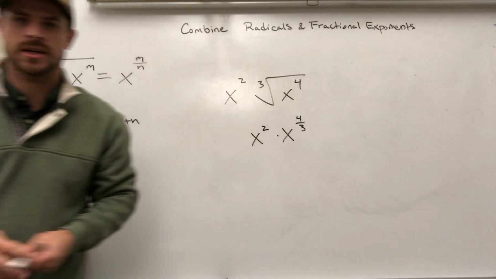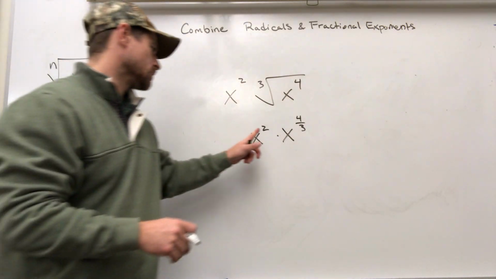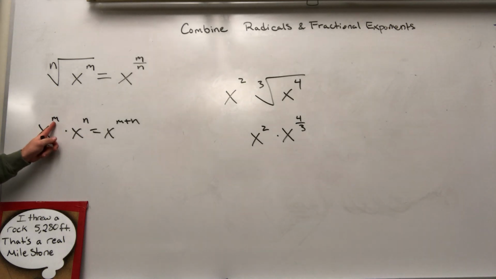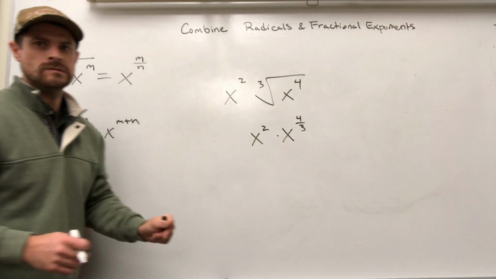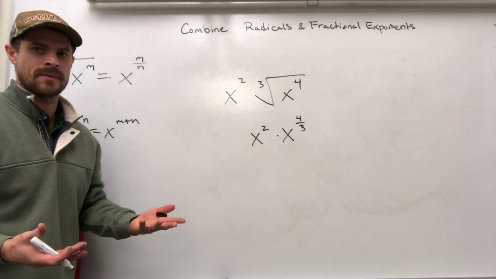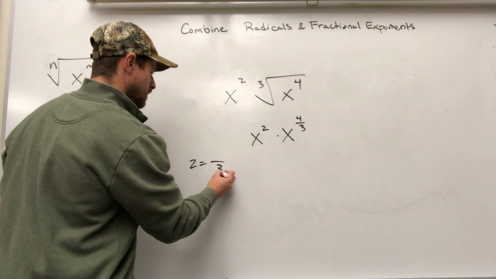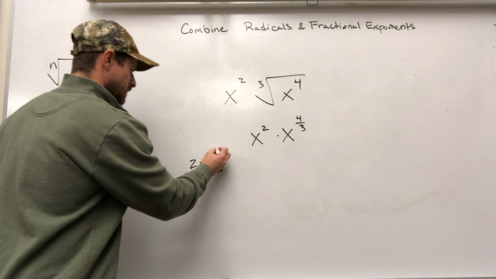Now, why is this tricky? A lot of times on this specific problem, I would see kids want to multiply the 2 and the 4/3. No. Product rule says we need to add them. 2 plus 4/3. Ooh, I can't really add a whole number and a fraction. I need common denominators. So what is 2 as a fraction with a 3 as a denominator? Well, that would be 6/3.